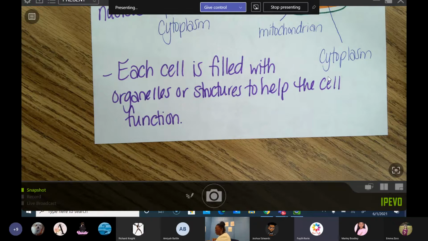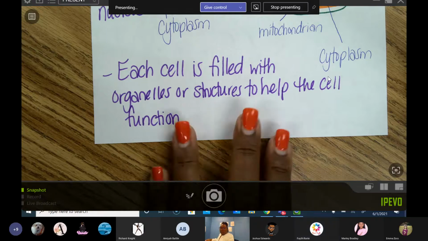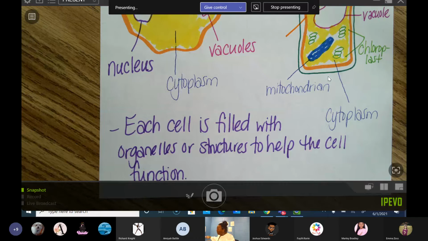Miss Neville, can you scoot it back up a little bit, please? Thank you.